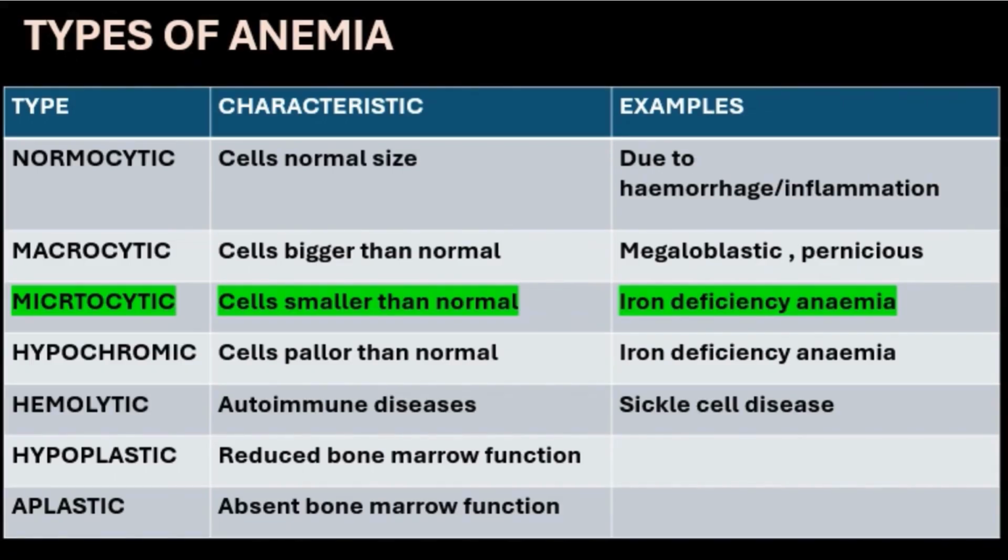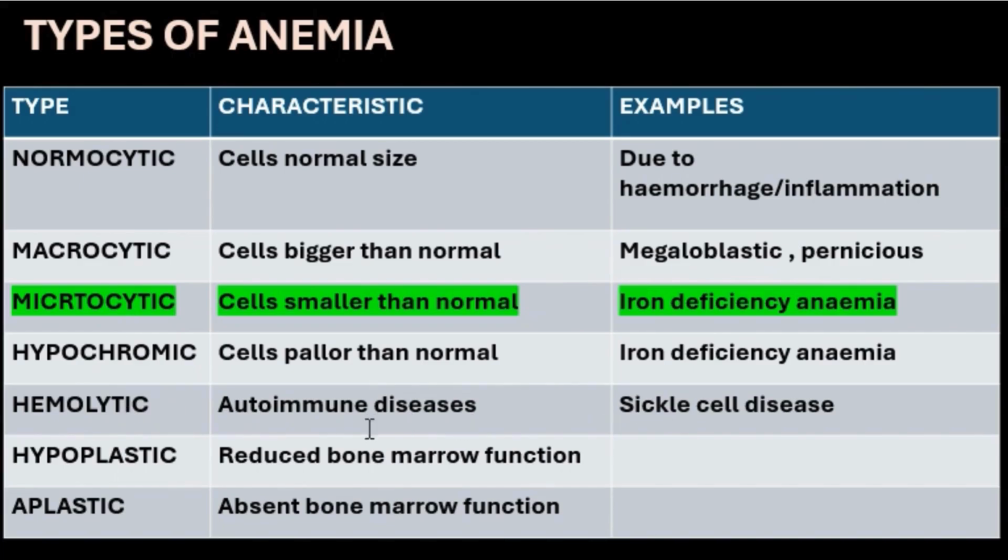Let us see the different types of anemia, types and examples and characteristics. First one is normocytic, cells normal size. This is due to hemorrhage, anemias and all. Macrocytic anemia, cells bigger than normal. Megaloblastic and pernicious are the examples. Microcytic, cells smaller than normal. So macro bigger, micro smaller. This is iron deficiency anemia. Hypochromic, cells paler, yellow color than normal or pale than normal. That is iron deficiency anemia again. So iron deficiency is basically microcytic and hypochromic.